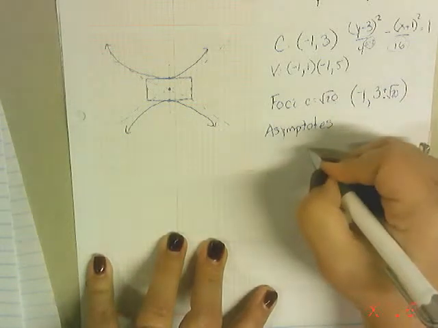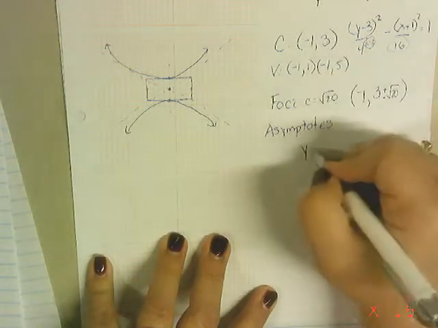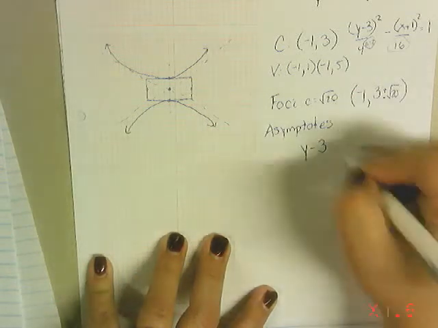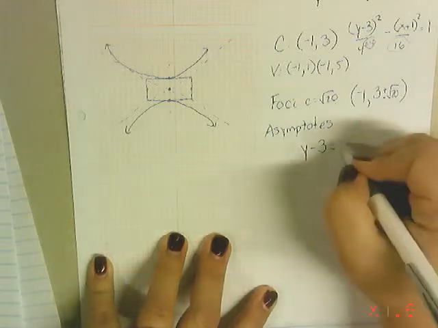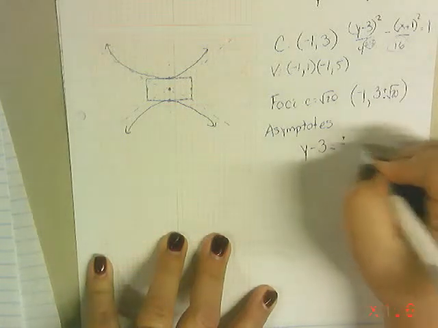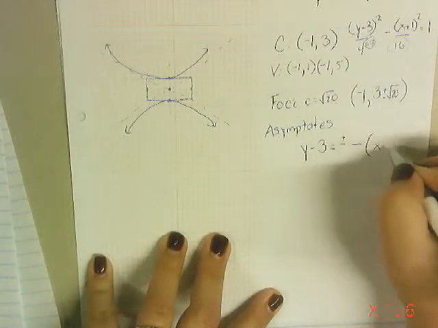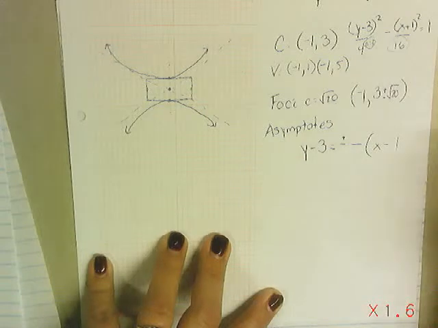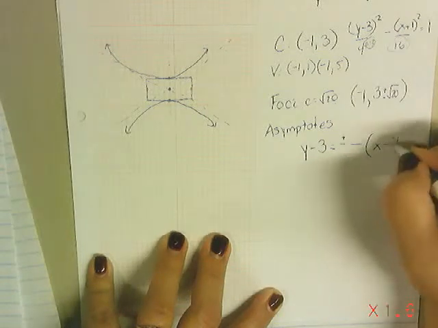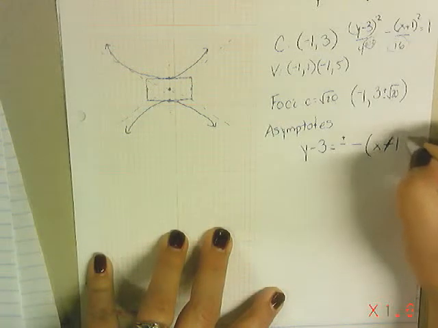So again, y minus 3 equals plus minus. We're going to have to find our slope here in a minute. This would be x minus, but once you do x minus negative 1, like you learned back in middle school, we don't do double signs. So that just becomes an x plus 1.